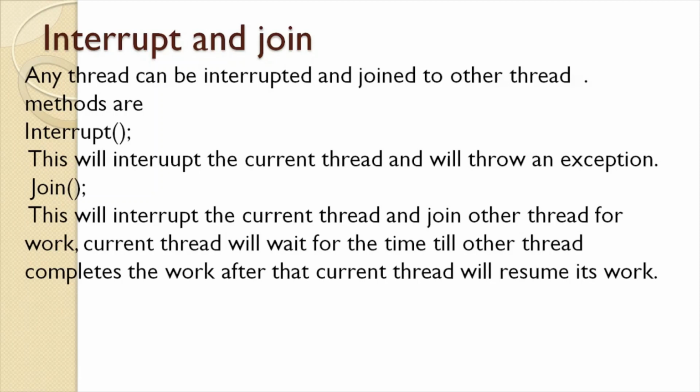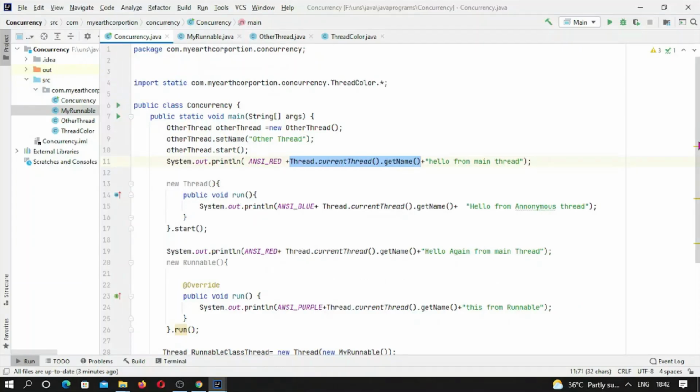And there is another method which is join, and this will interrupt the current thread and join the other thread, whichever thread on which we have called this method join. So the current thread will be interrupted, and the thread on which the join method is called will start its execution till it completes the work. As soon as this calling thread completes its execution, the current thread will resume its operation. So the current thread will wait till the other thread completes the work, and after that the current thread will resume its work.